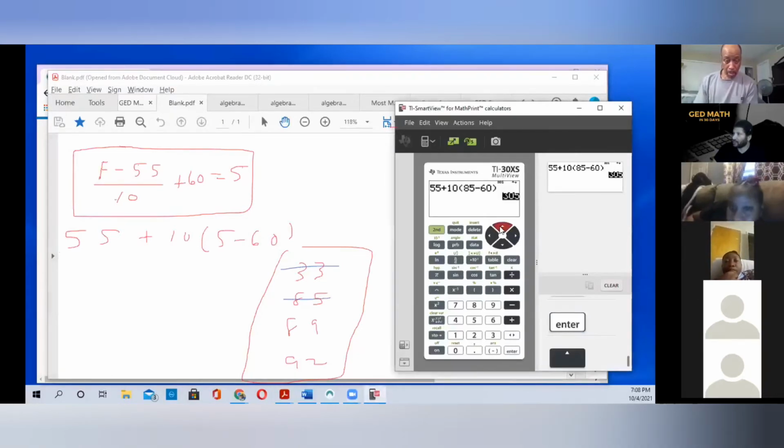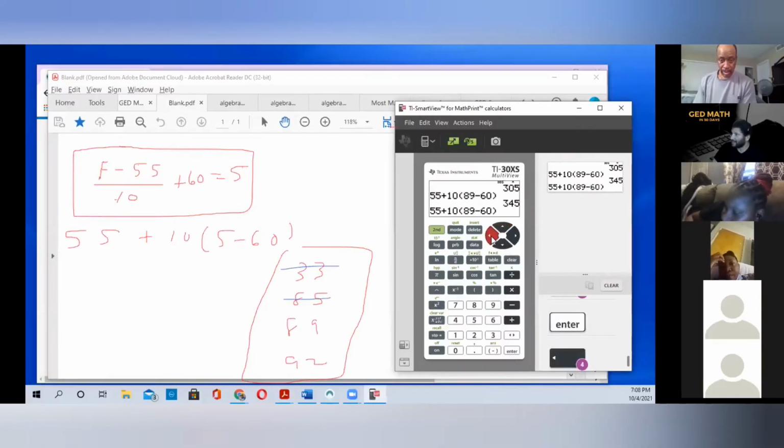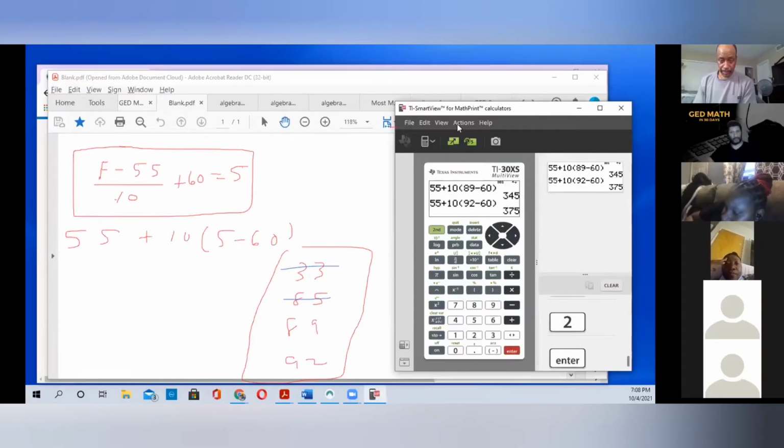Watch this. I'm going to go back into the formula that I just wrote. Use my arrows. And now I'm going to change 85 to 89. I'm going to press enter. Do I get 375? No. So I'm going to go back into my formula and change that 89 to 92. We did no algebra on a problem I told you to skip because it's hard algebraically. But if they give you the answers, plug them in. Ain't that a commercial? Plug it in, plug it in.